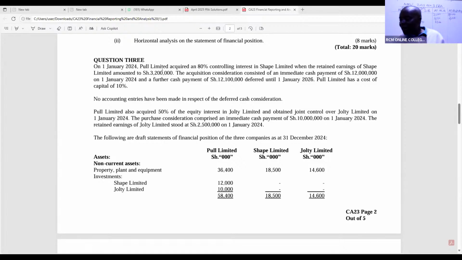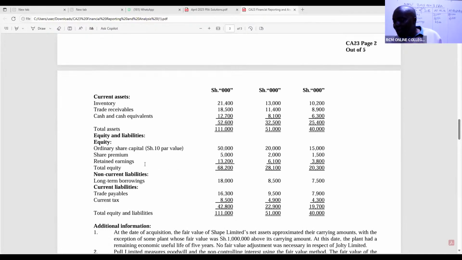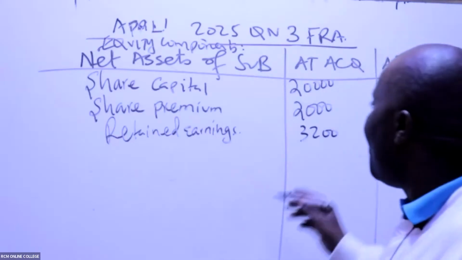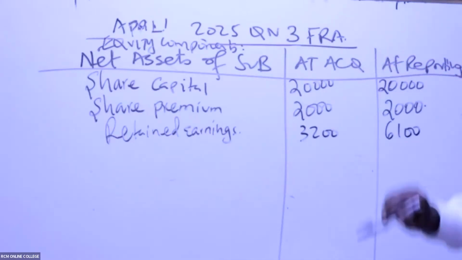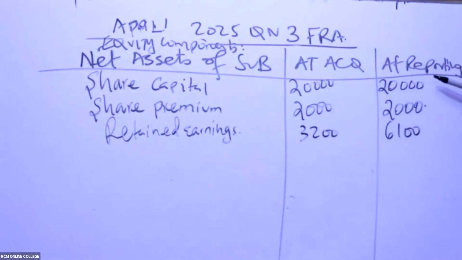And when I go to the financial statements, retained earnings at reporting, you can see retained earnings for SHIP is 6,100. Retained earnings for SHIP is 6,100. Remember, we are doing this: net assets at acquisition and net assets at reporting.